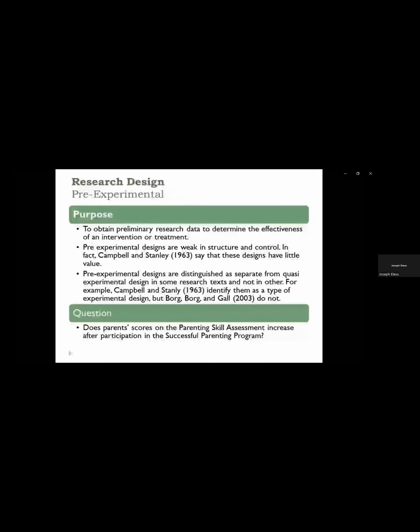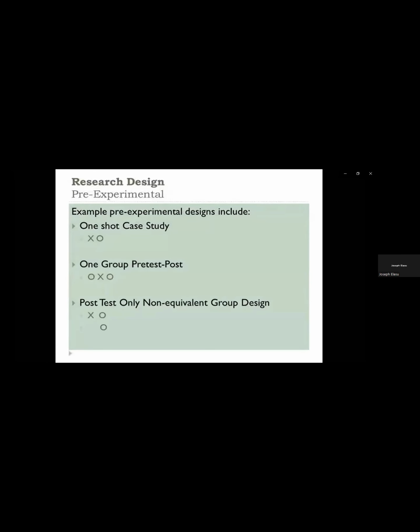An example of a question that may be asked for a pre-experimental design is simply, do parent scores on a parent skill assessment increase after participation in a successful parenting program? That would probably be a one-shot case study. Let's look at what that looks like in the next slide.